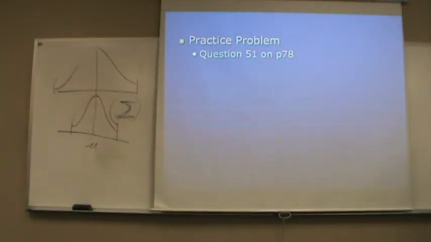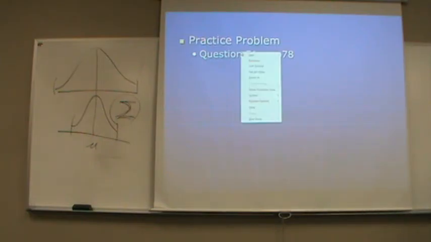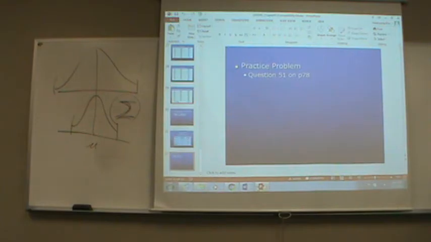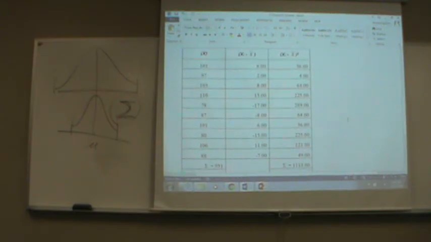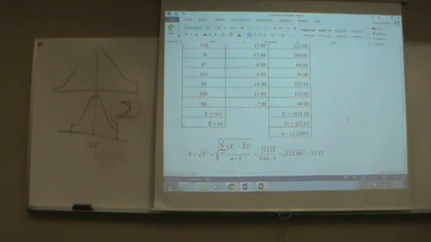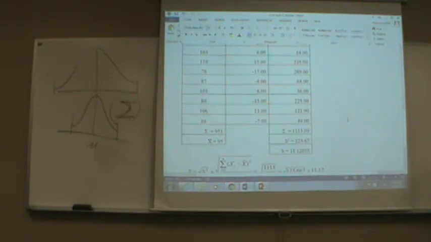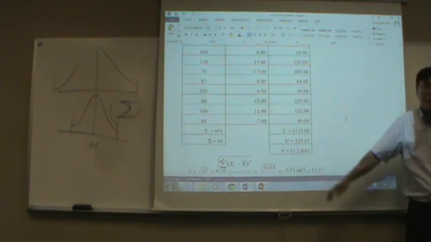Practice problem question 51. You don't have to do it, just look at this and see how to get the standard deviation using a formula like this. But just look at it, you don't have to do it, because we will use Excel later to find the standard deviation.